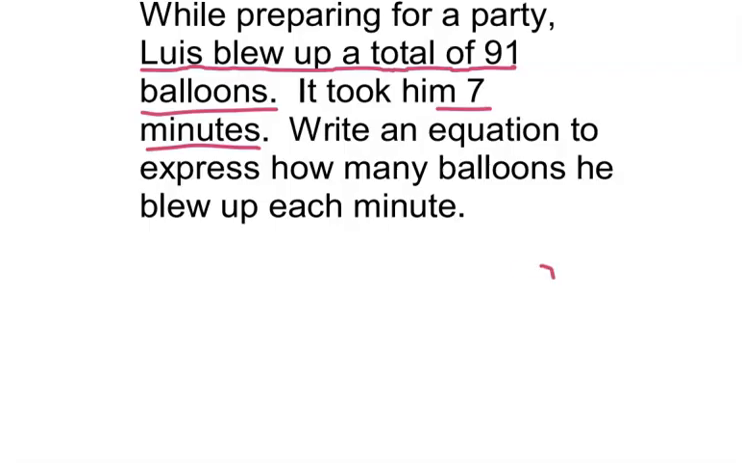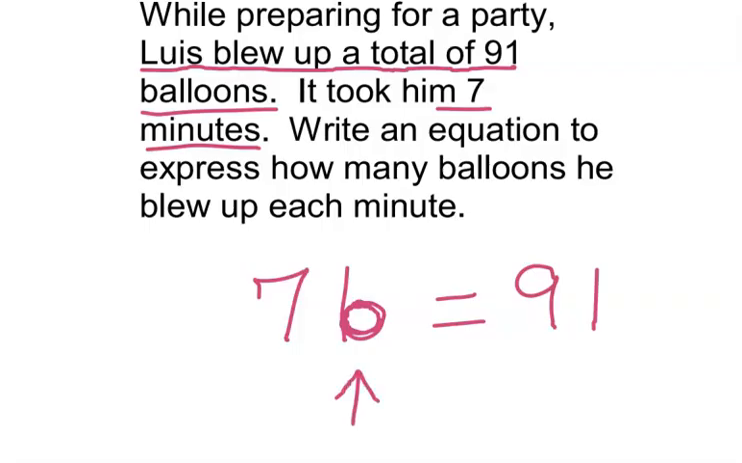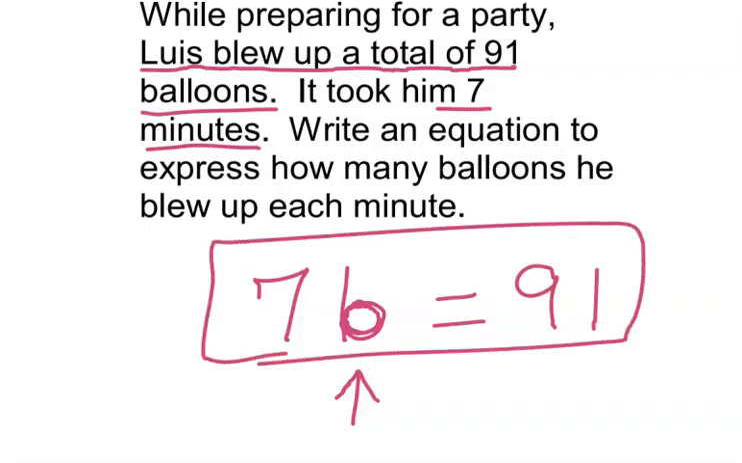Again, 91, that's our total, that's our answer. 7 minutes is how long it took. And then I guess we could put a b. 7 times b. So 7 times how many balloons equals 91. Once you know what that is, that's how many balloons per minute they blew up to get to 91. So there we go, we made the equation they asked for. 7b, or you could use any letter, equals 91. So 7 times some variable equals 91.